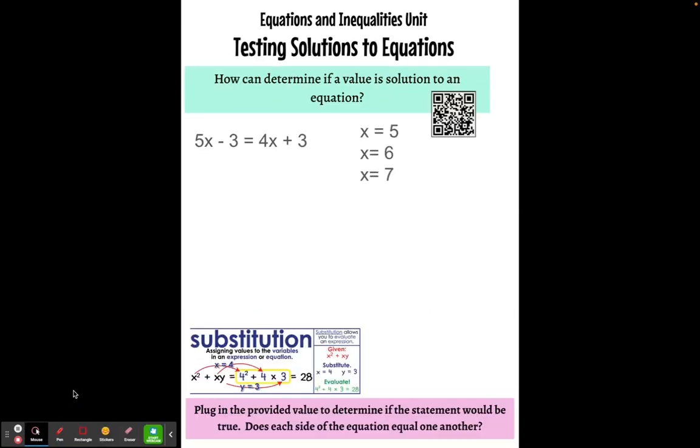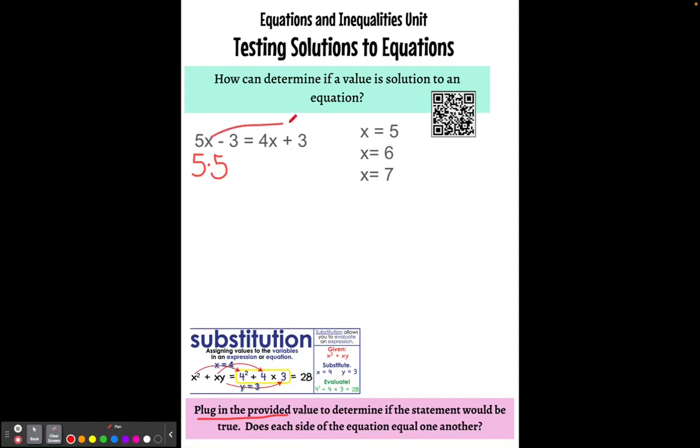Testing solutions to equations. This one's super easy. All you're doing is plugging in a provided value, okay? So here's an equation, because there's an equal sign, and I'm going to plug in each of these values to see if it gives me a true solution or not. So all that means is where I see x, I'm going to sub in or plug in the value 5. So remember, this doesn't mean 55. This means 5 times 5, right?